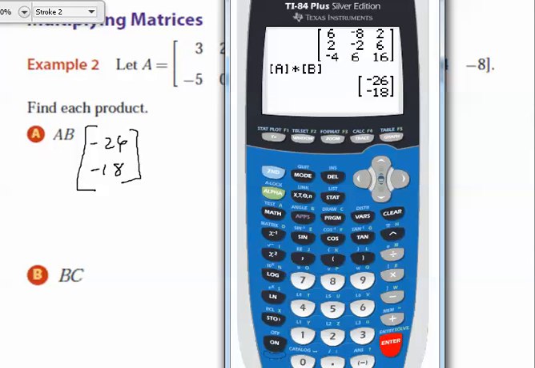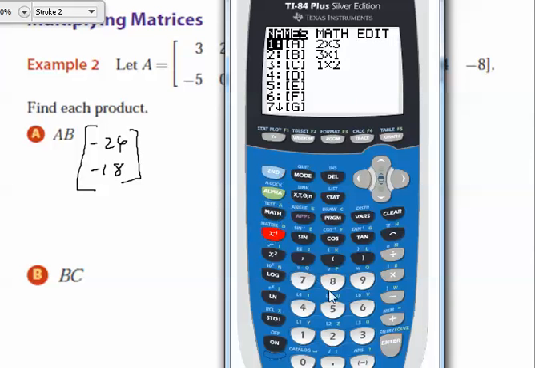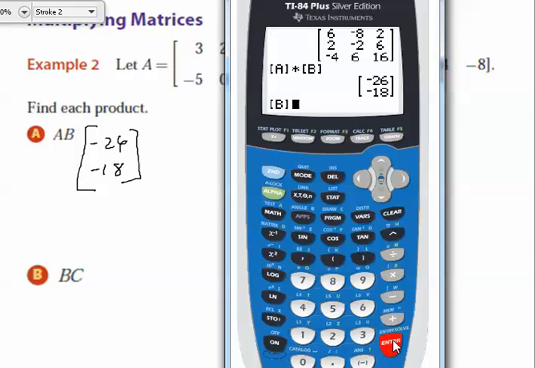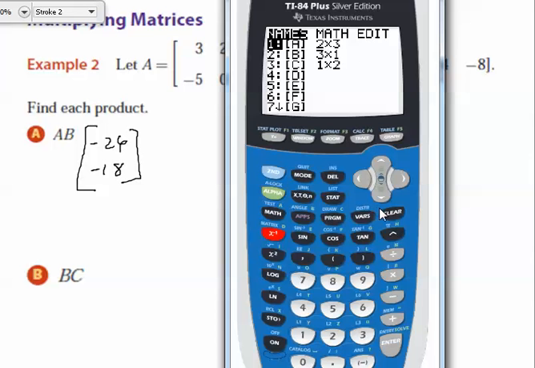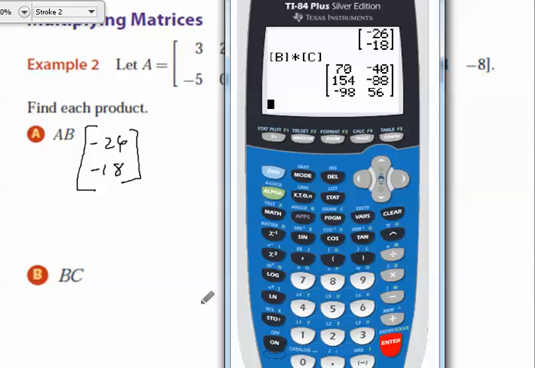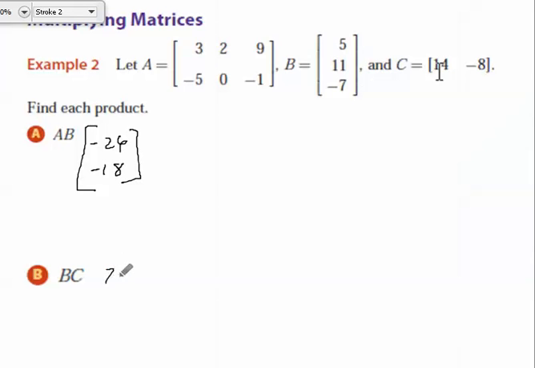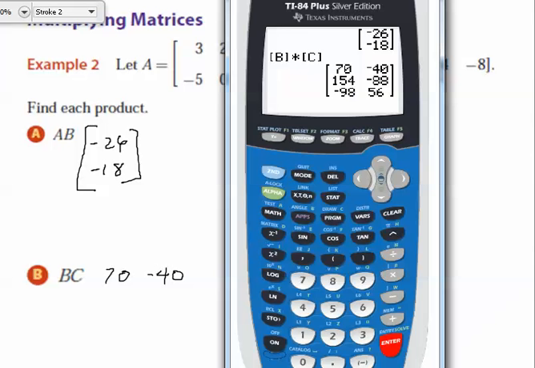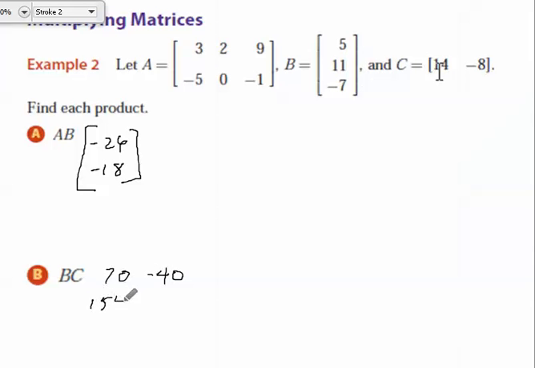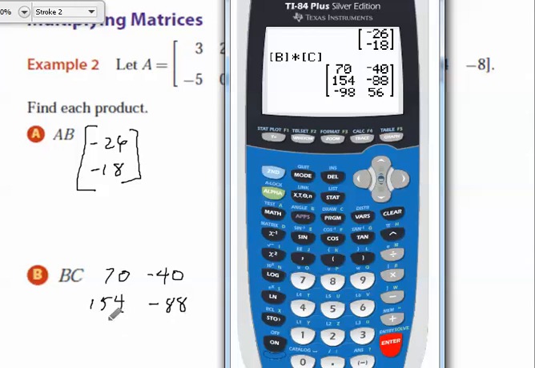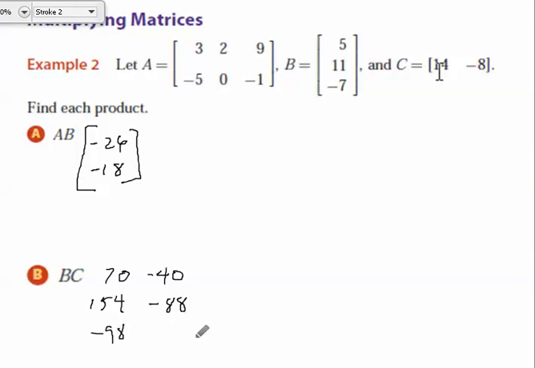Okay, let's multiply B times C. Second matrix B times second matrix C. Hit enter, and it shows me my answers. 70, -40, 154, -88, -98, and 56. And that would be the answer of multiplying B times C.